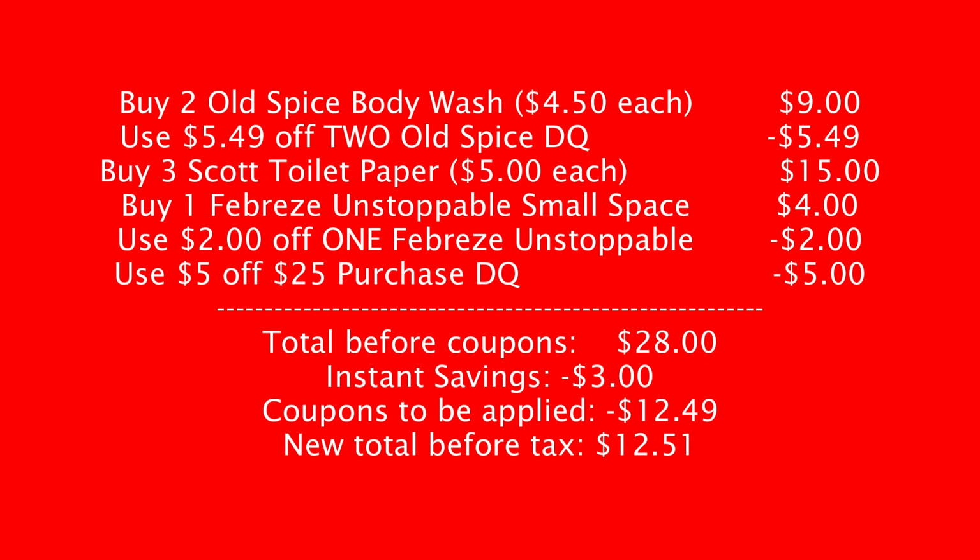You're going to go up to the checkout. The cashier is going to scan all your items. Your total will be $28 before coupons. When she hits total, $3 instant savings will come off for the Scott toilet paper. That'll make your new total $25. You're going to enter your number at the keypad. $12.49 worth of digital coupons are going to come off, making your new total before tax $12.51.